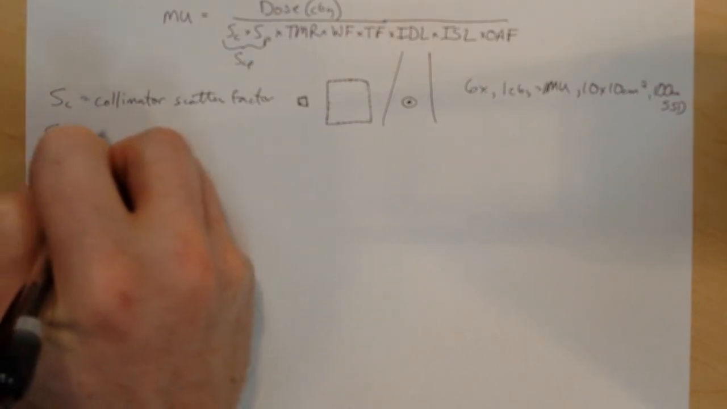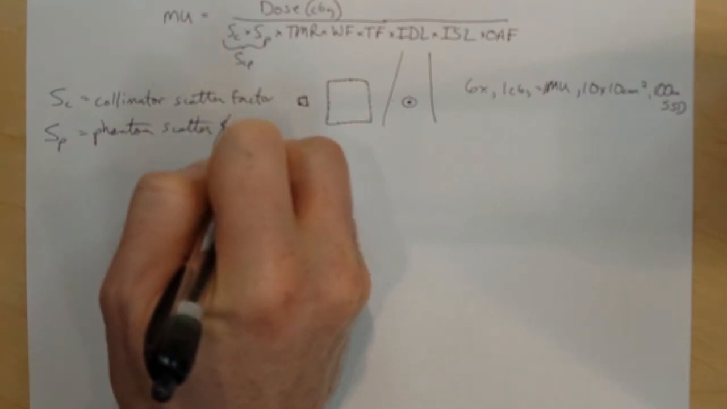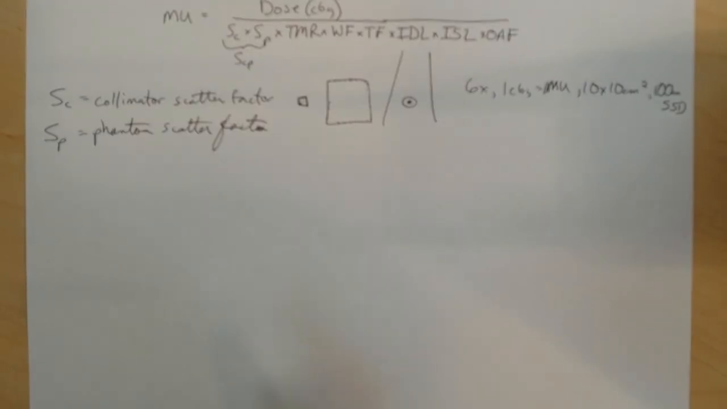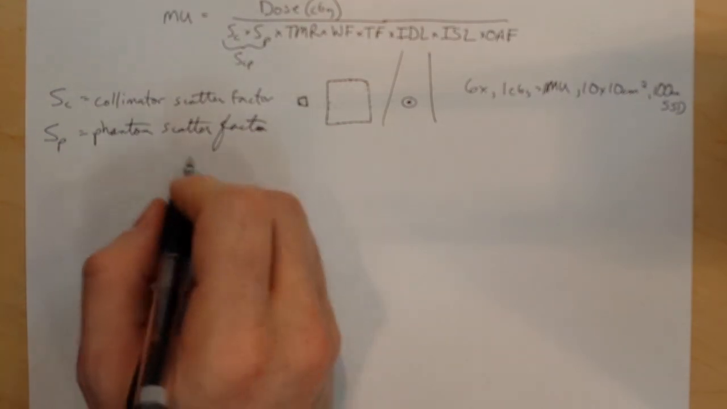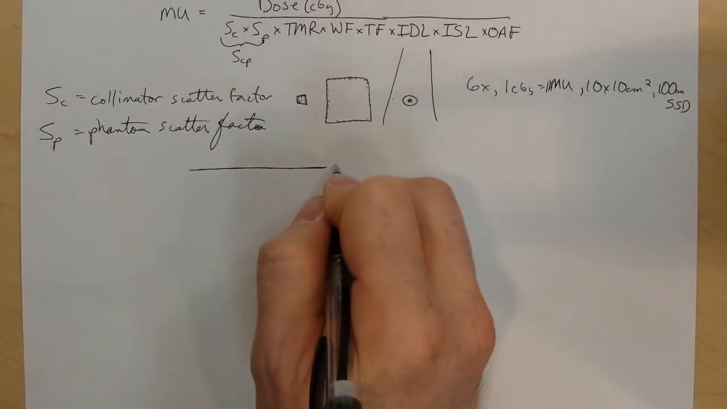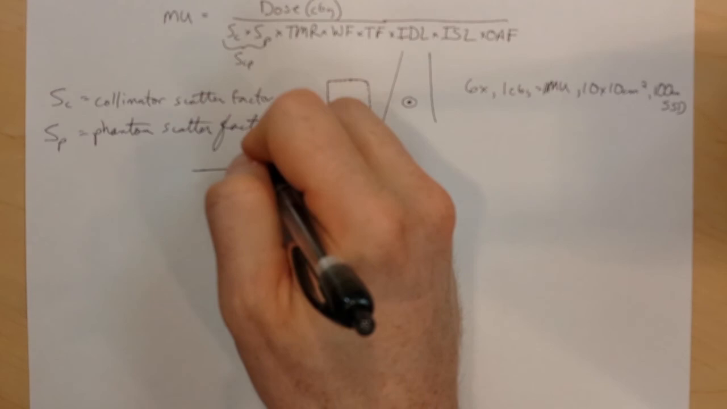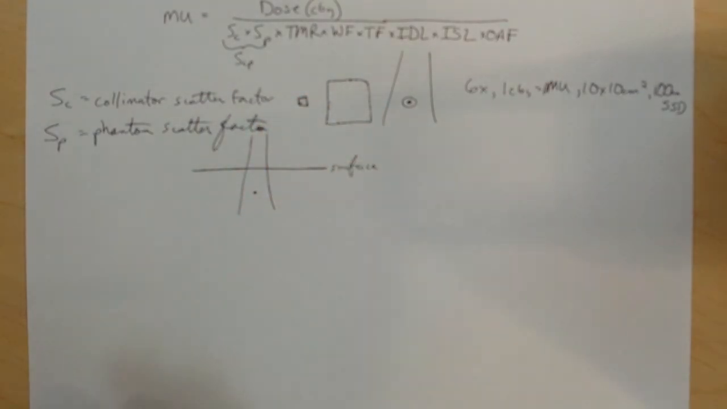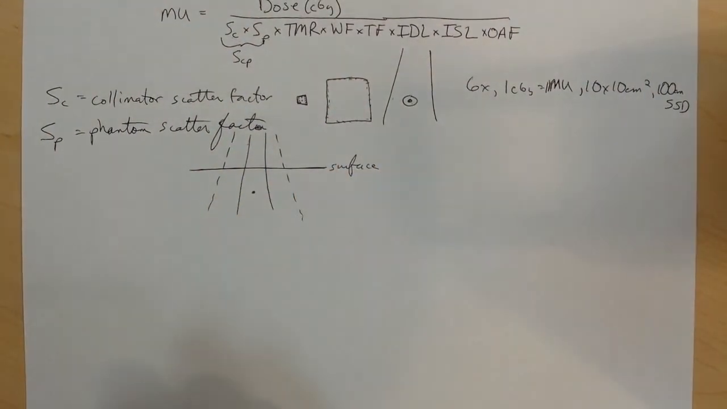Next is the phantom scatter factor, S sub P. What does this account for? This accounts for the increased dose rate due to the increase in scatter within the patient. Well, we call it the phantom, or the patient. So to illustrate this, if I have a phantom surface or a patient surface, and I have my point of measurement here, I have one field size, and I have a larger field size.